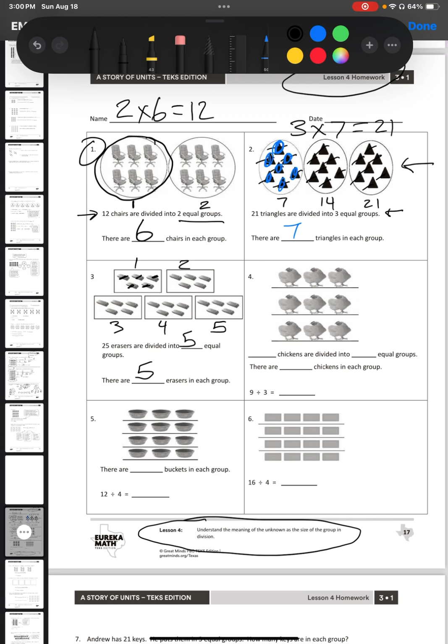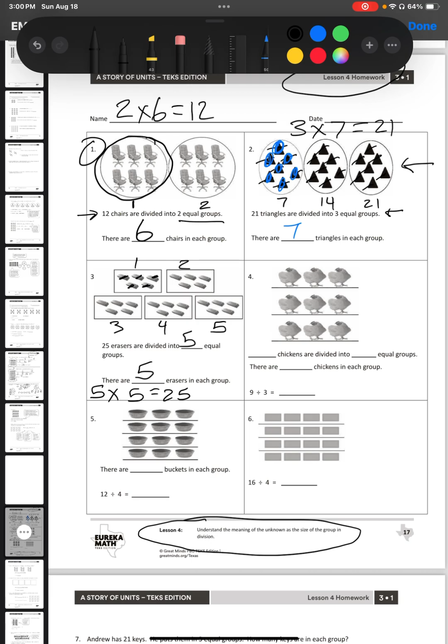If you wanted to write a multiplication sentence to represent this, your multiplication sentence would look like, let's go find a good place to write this. How about down here? 5 groups of 5 erasers equals 25 total erasers.